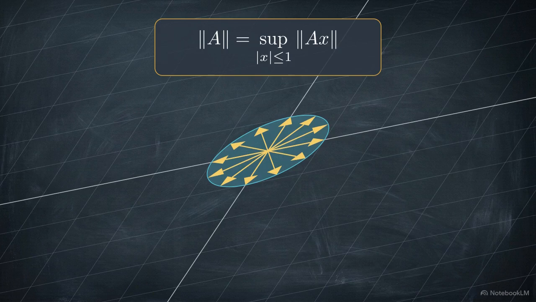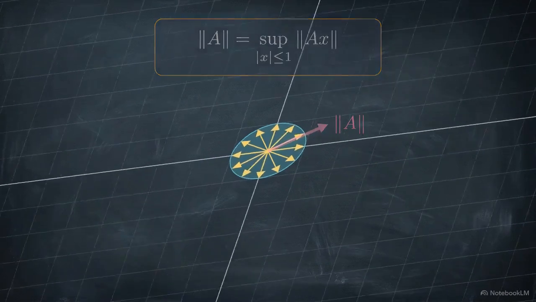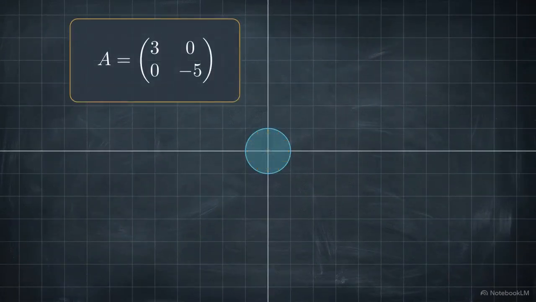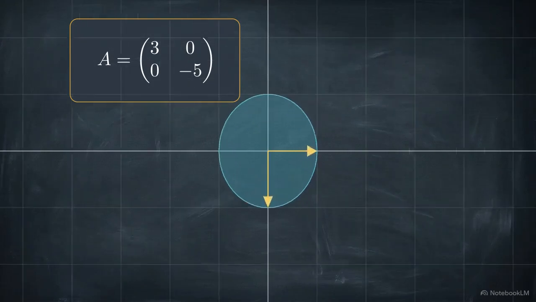Let's test this intuition. What is the operator norm of a diagonal matrix with entries 3 and -5? The answer is 5. Even though -5 is the smaller coordinate value, the operator norm measures absolute magnitude. The transformation stretches the geometry to a length of 5 along the y-axis, making the magnitude of that stretch exactly 5.